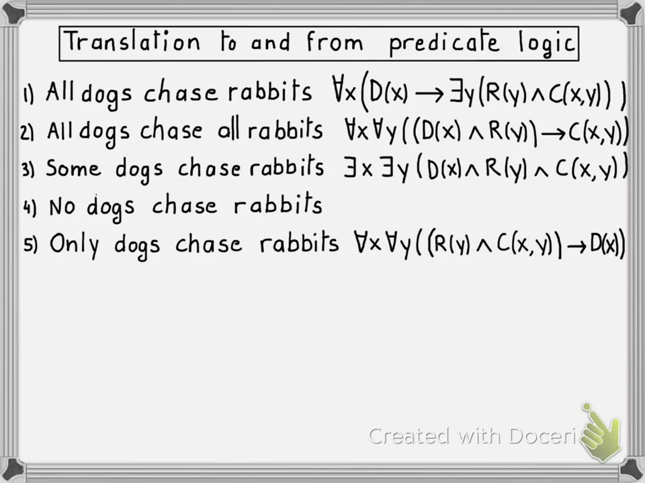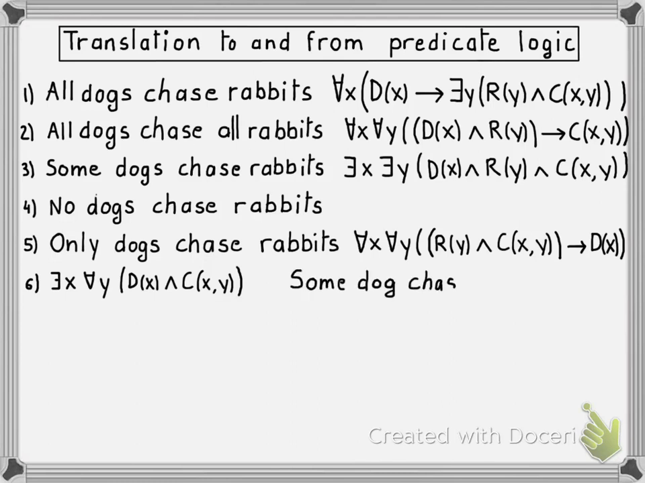Now let's practice translating in the other direction, from predicate logic into English. Consider this first proposition of predicate logic. It reads, there exists X for all Y, D of X and C of XY. Let's assume that D and C are the same properties and relationships that we used in the previous 5 examples. So this is saying there exists an X, and X is a dog, so there exists a dog, or some dog, chases Y.